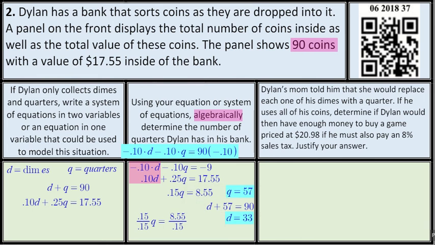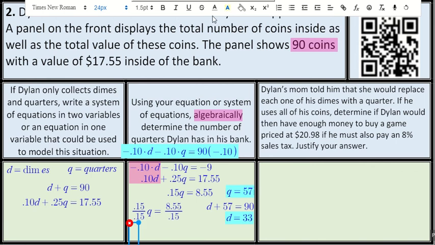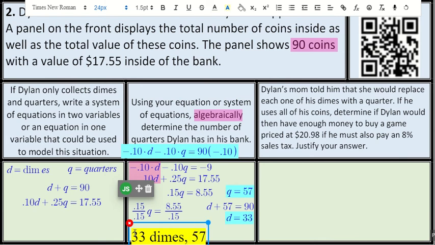So the solution to our system, we actually want to explicitly state what's in the bank. And that's why we wanted to define those variables really well. So D is dimes. So Dylan has 33 dimes and 57 quarters.